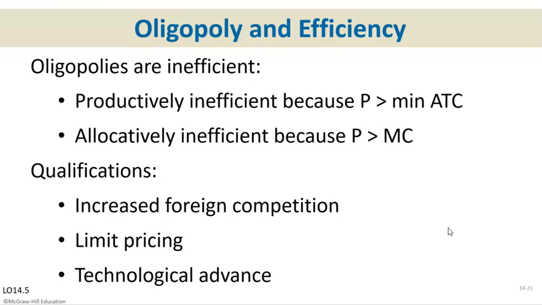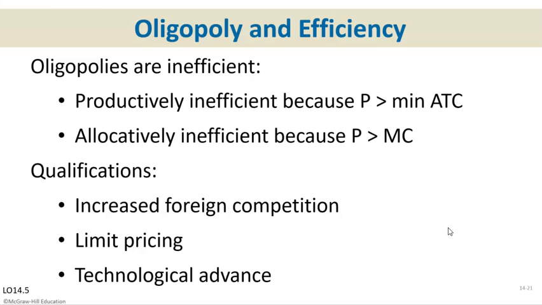consumer. And there's a few other things that can make oligopolies more or less efficient. First is foreign competition. They may have an oligopoly within the borders of the US, but if there's increasing competition from other countries, that's going to make the oligopoly's pricing and profits drop. The second one is limit pricing.